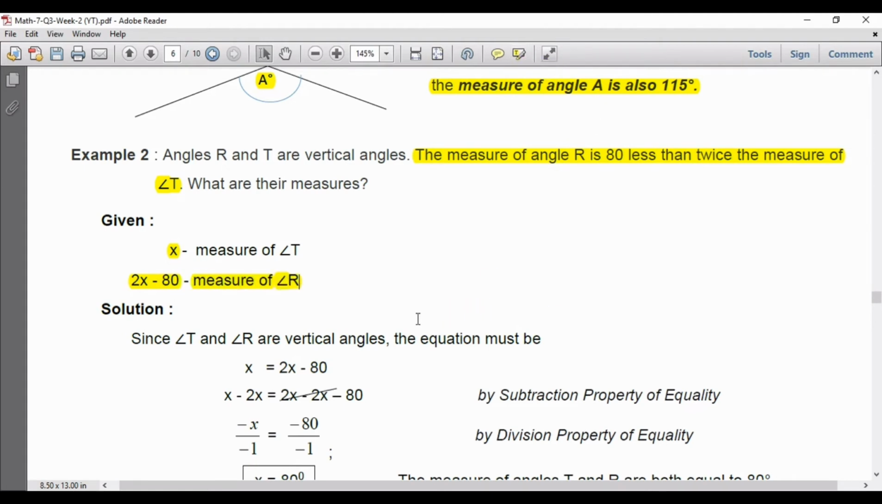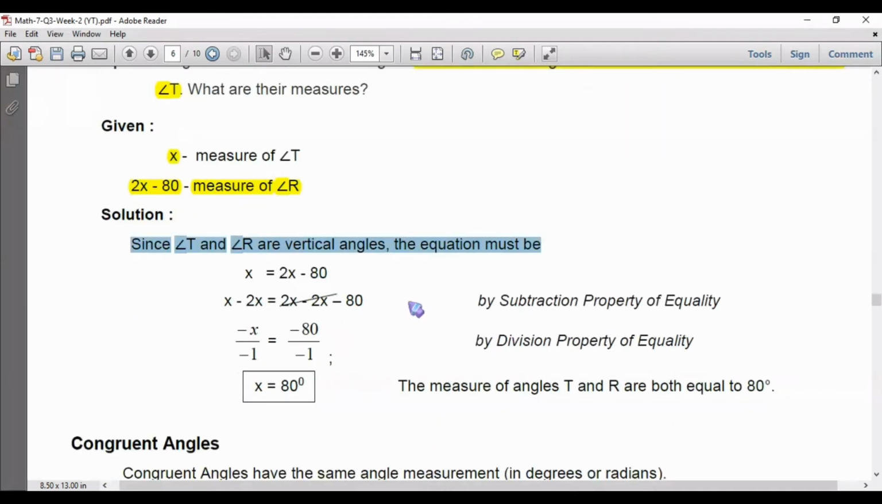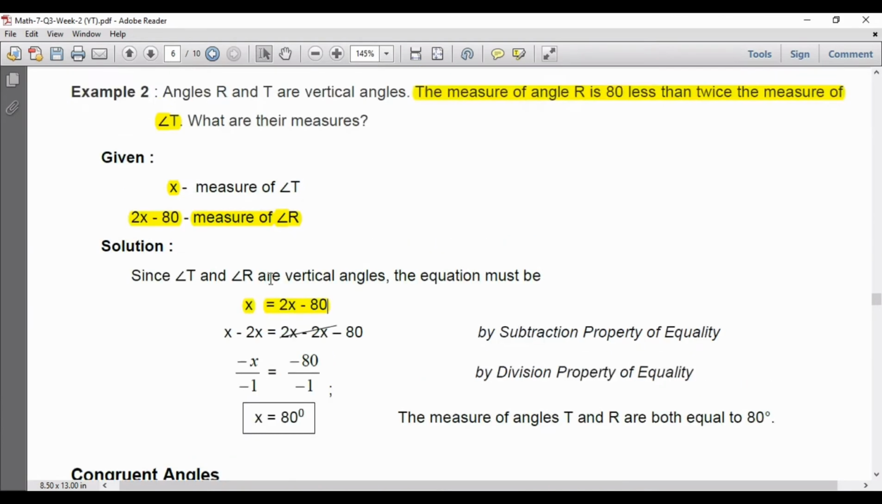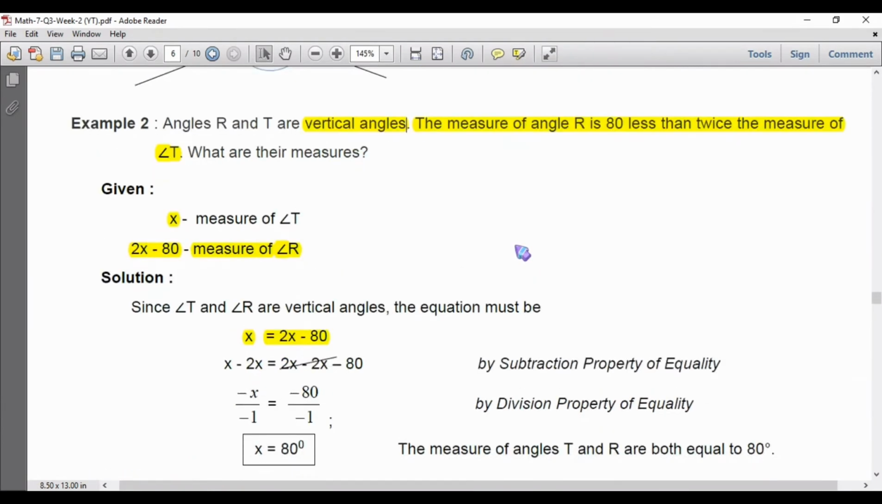That is our representation: for the measure of angle T, X, and for the measure of angle R, 2X minus 80, based on this mathematical sentence. Since angle T and angle R are vertical angles, the equation must be X equals 2X minus 80. This is what we call the working equation. You must be able to formulate it. They are equal because they are vertical angles.